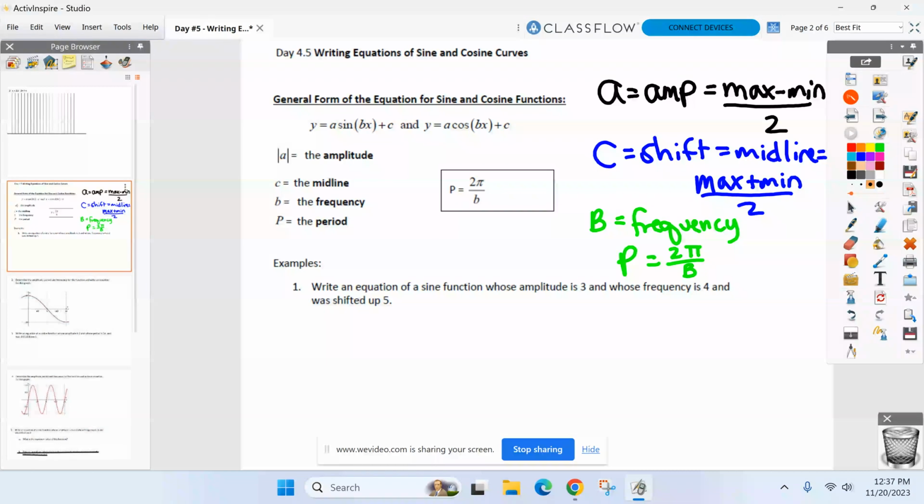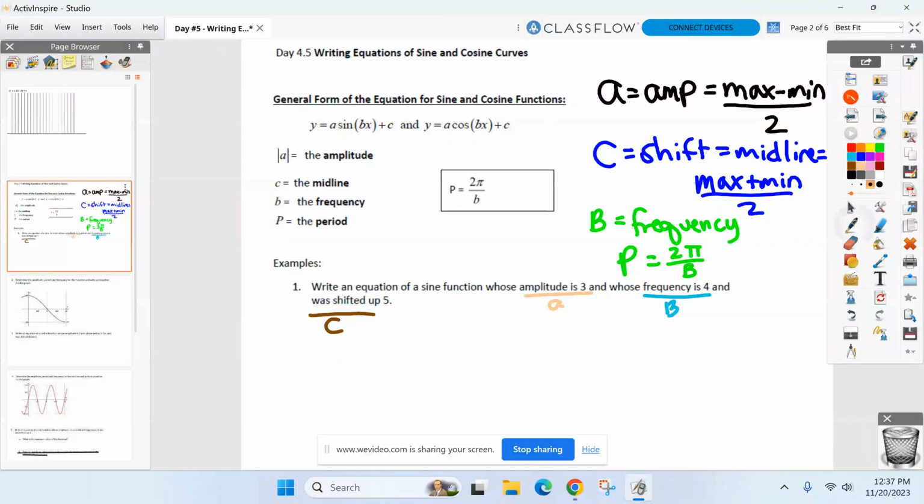So you have an amplitude. What's that value going to give me? Right away, I have what values? A value is 3. Frequency is 4. What value do you have now? B. And then the shift is up 5. So I've also given you, oh, you're welcome. We don't have to find any value. We just got to write it correctly.